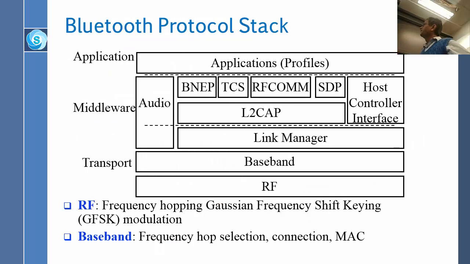Now, so let's see. RF and baseband, this is the physical layer. This is the connection layer. This is L2CAP, the LLC, logical link control, which is protocol multiplexing and segmentation and reassembly. This is providing the hardware independence. This is the audio, and these are all the profiles for the applications.